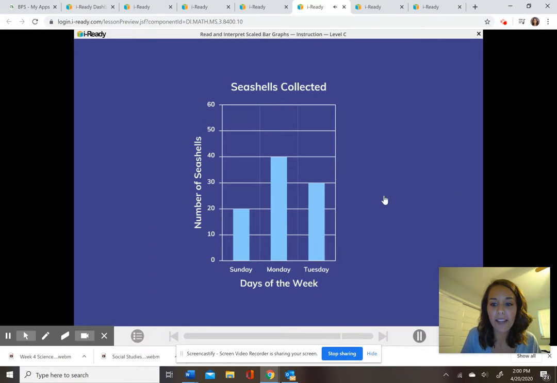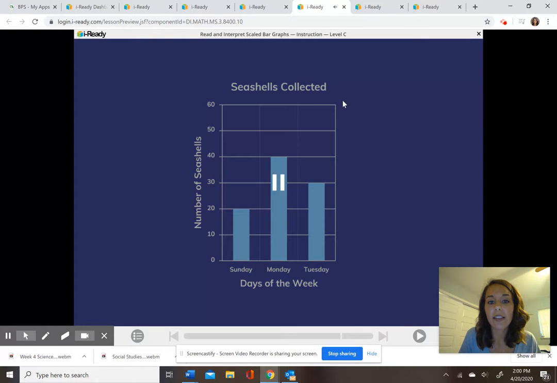Let me pause that. Okay, so the bars can also go up and down like this. So it's important to know that the bars, no matter which way it goes, they will be measuring a certain number. And you'll have to read that.